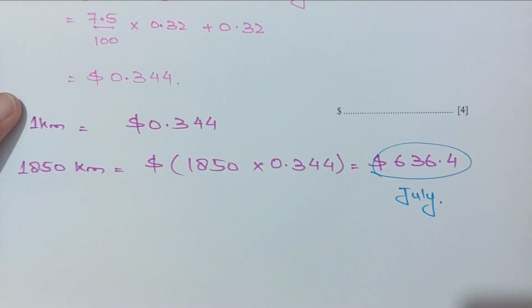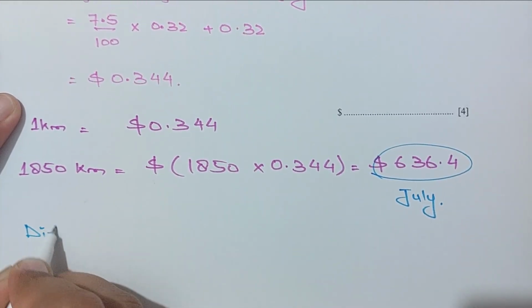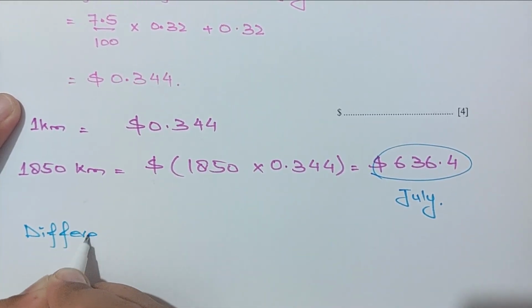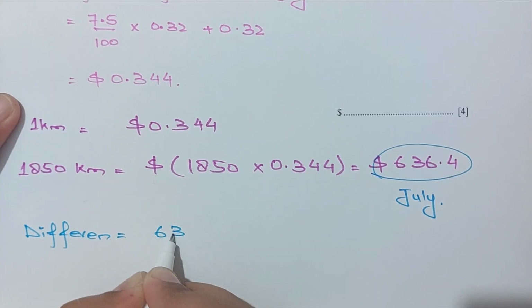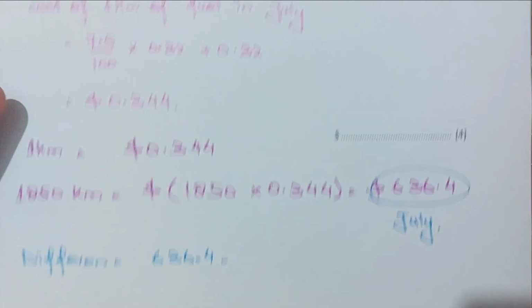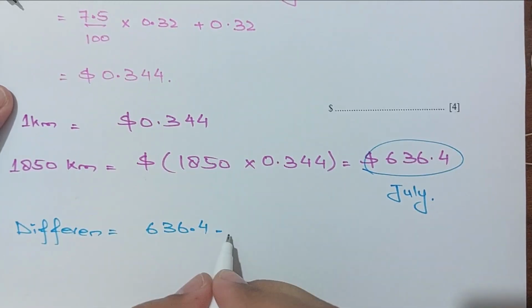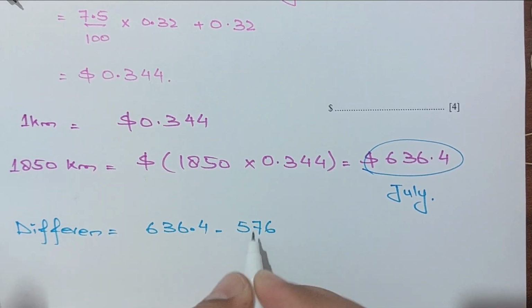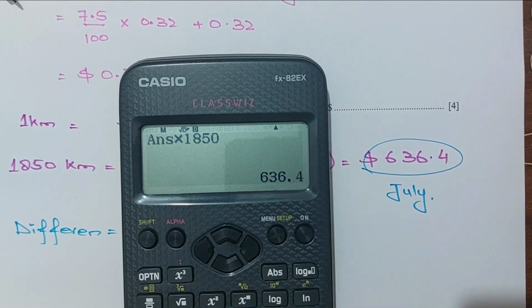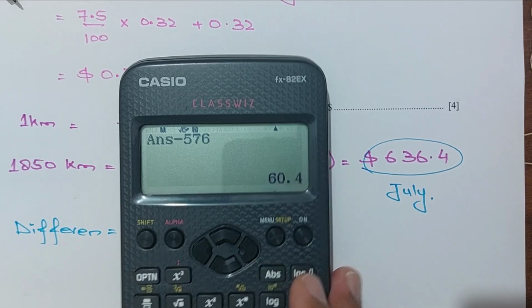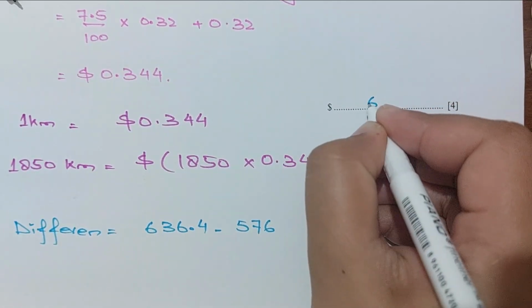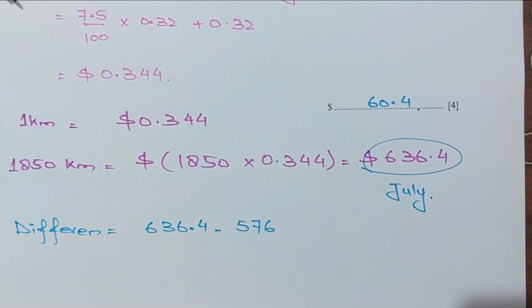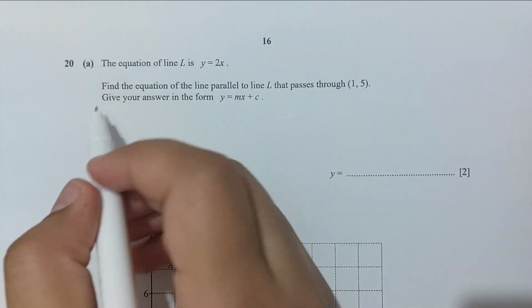Now we have to find the difference of cost in June and July. July is 636.4. June is 576. 636.4 subtract 576. This is $60.40 or $60.4.